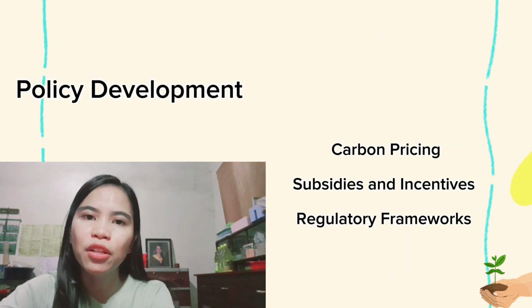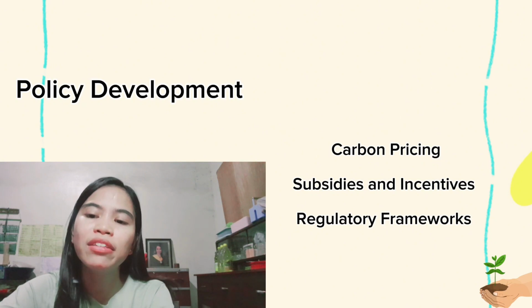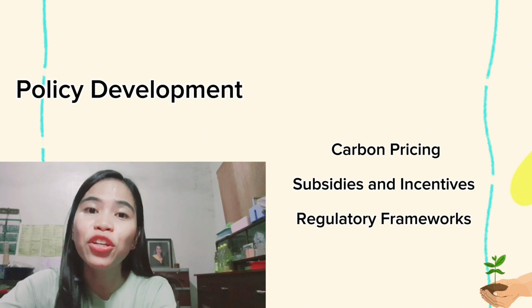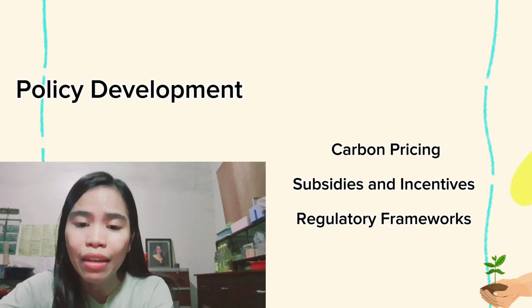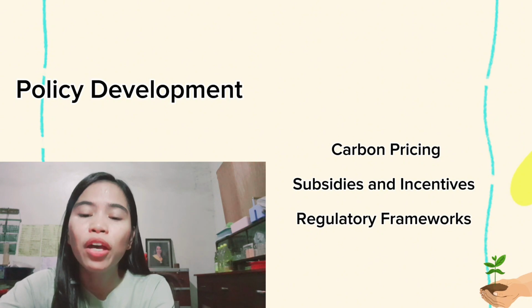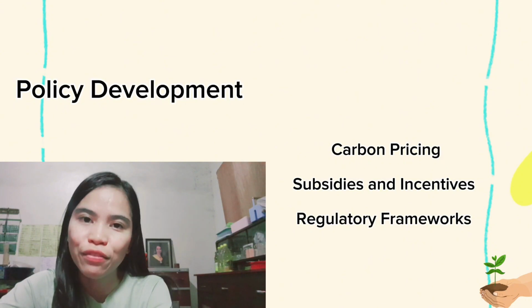For our policy development, we needed carbon pricing so that governments can put price on carbon emissions and would encourage businesses to invest in cleaner technologies. We needed also subsidies and incentives so that it can offer financial aid to renewable energy projects, energy saving technologies, and sustainable farming practices that would encourage investments in environmental friendly initiatives.